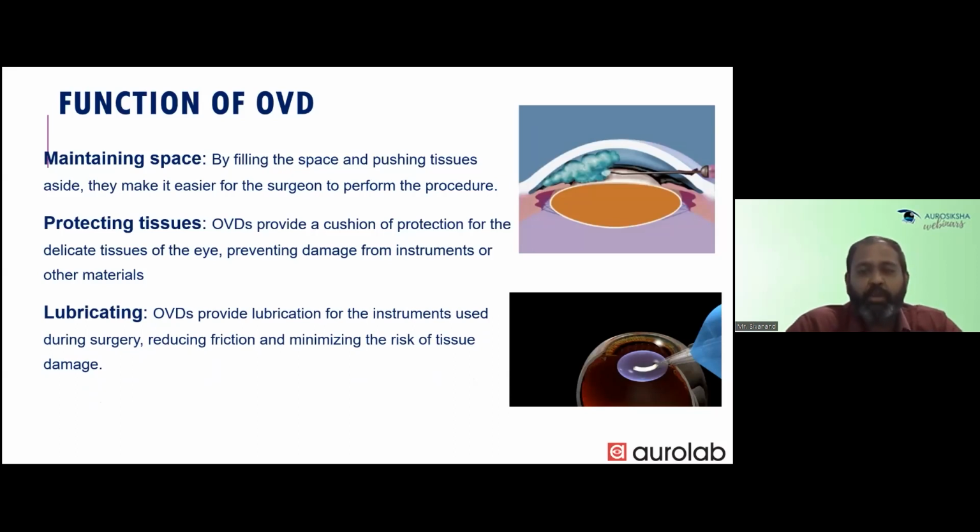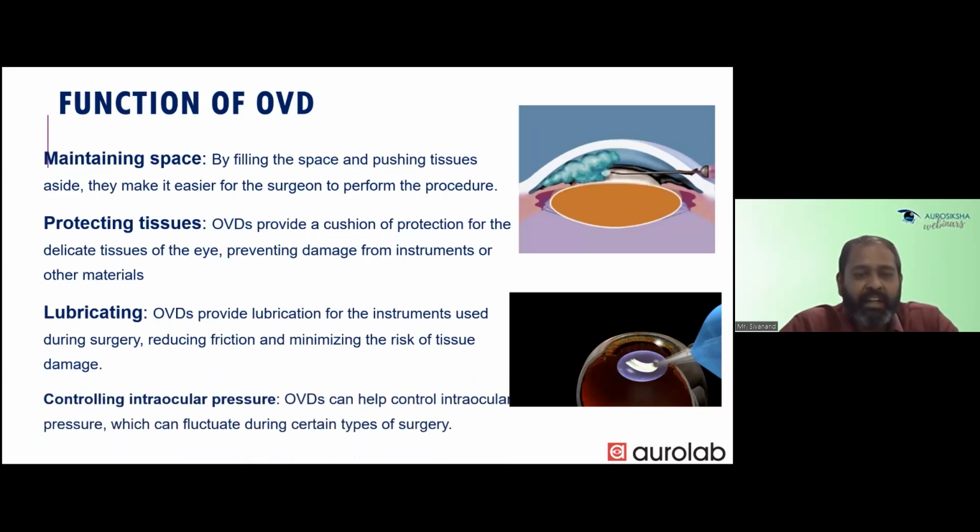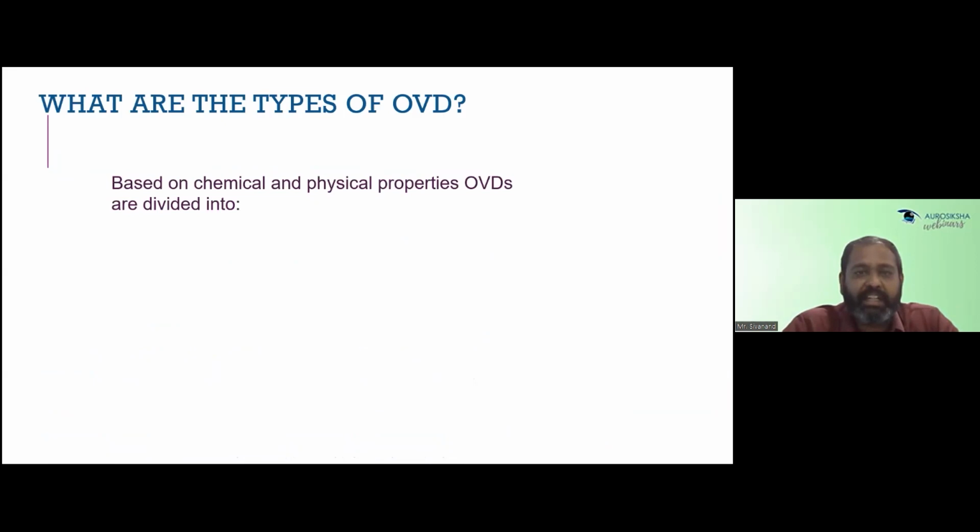Lubrication. OVDs provide lubrication for the instruments used during the surgery by reducing the friction and minimizing the risk of tissue damage while they are entering, exiting, and so on. And they also play a role in controlling the intraocular pressure during the cataract surgery.